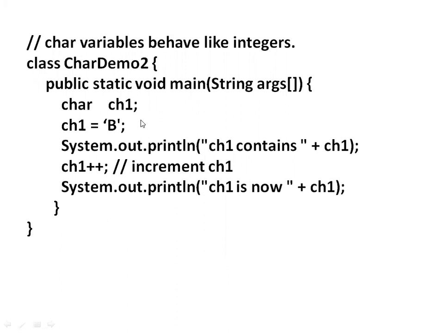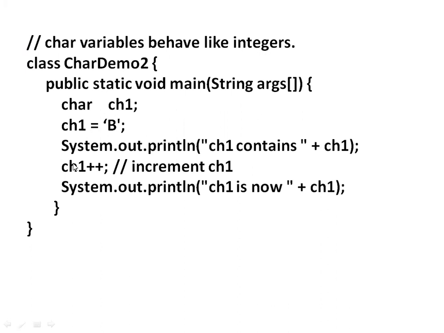Now, since I said character variables behave like integers, you can do some arithmetic on this. You can perform some arithmetic operations on these characters also, just like integers. Say a simple example program, if you look into the CharDemo2 class I have defined here. Inside the main method, I have declared a variable ch1 of character type. Then I'm assigning capital B to ch1. Then I am printing what ch1 contains, and it prints capital B.